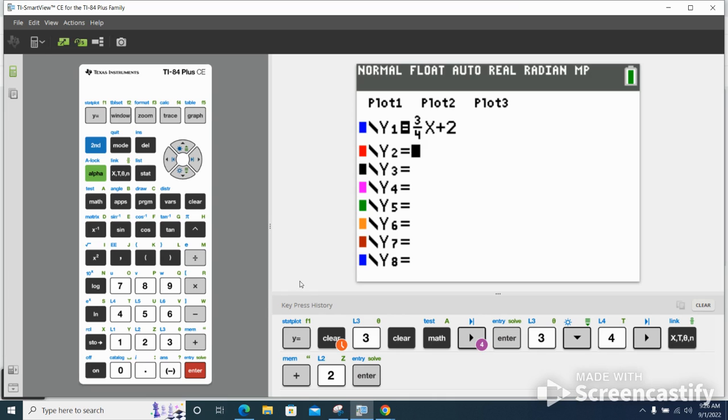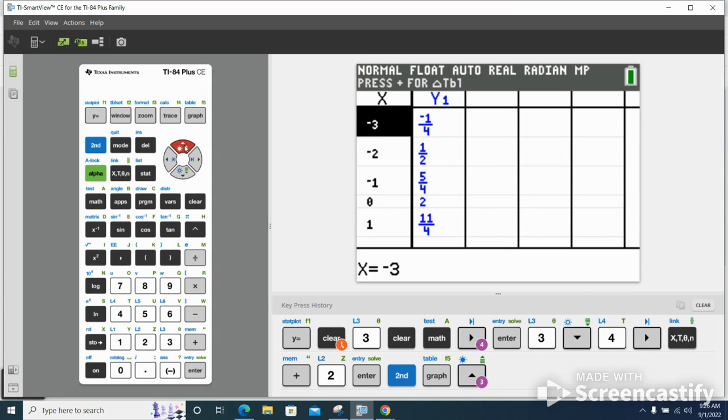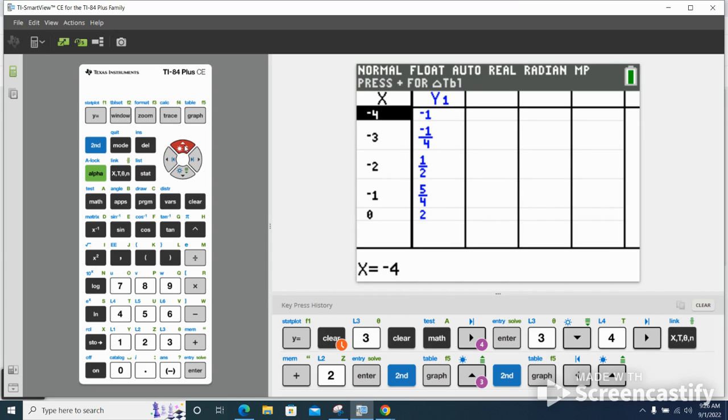So now what I'd like for you to do is see the button graph. Don't hit graph. Look at it. What word is above the graph button? Table. How do you think I access the table? Second table. So hit second table. Okay. Notice that it kicks out some fractions. Well, what I need to see is when x equals negative 4 to x equals positive 4. So I'm going to hit the up button. I hit second graph button. Okay?